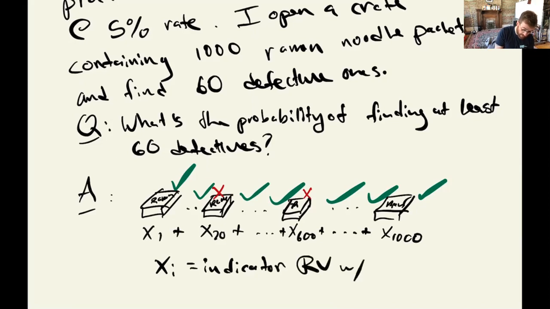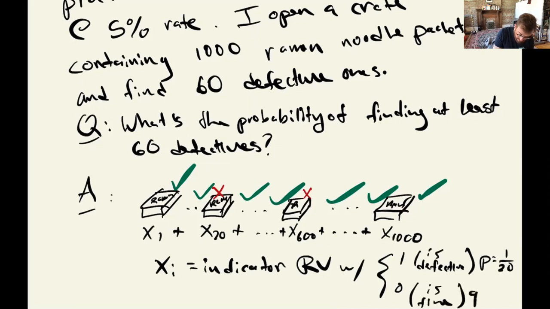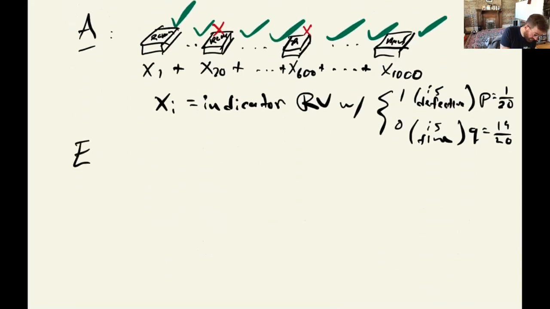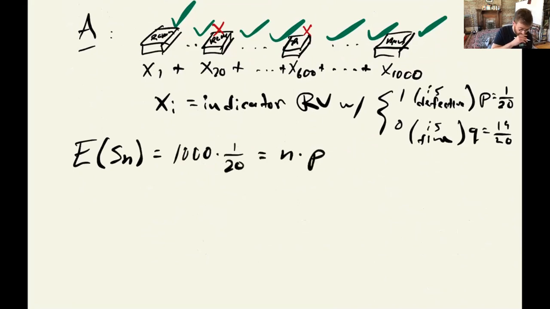with probability that X equals one, so is defective, the probability p, which is 5%, which is the same thing as 1 out of 20, and zero is fine. And that happens with probability q, which is 19 out of 20. Then first of all, I expect this to be 1,000 times 1 out of 20, which is the same thing as saying n times p, which works out to about 50. So 50 defective ramen noodle packets is what I would expect.